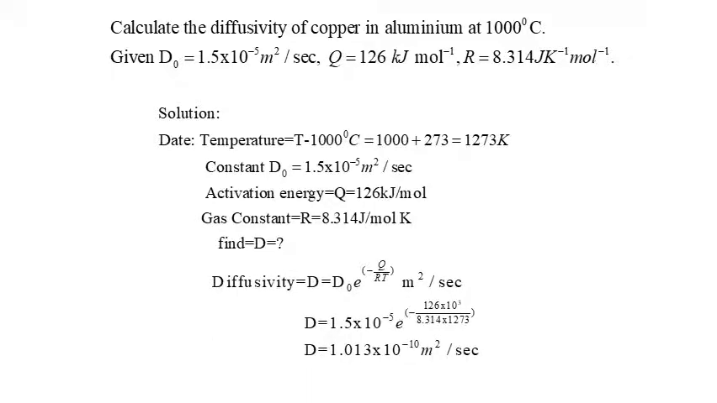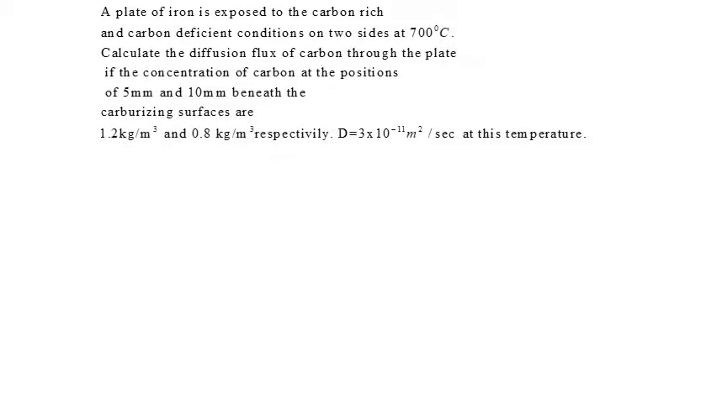Diffusivity D is equal to D naught e raised to minus Q by RT, in meter square per second. Once you substitute that, you get D equal to 1.013 into 10 power of minus 10 meter square per second. Okay, a simple one. So here we go with the second problem.